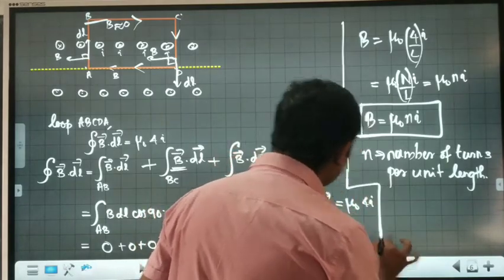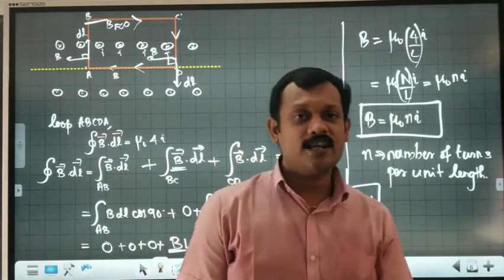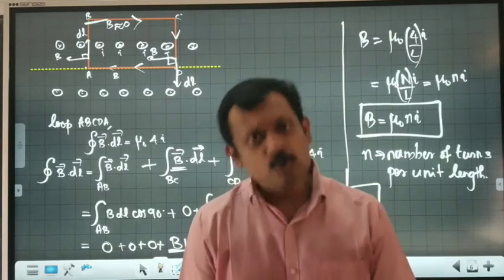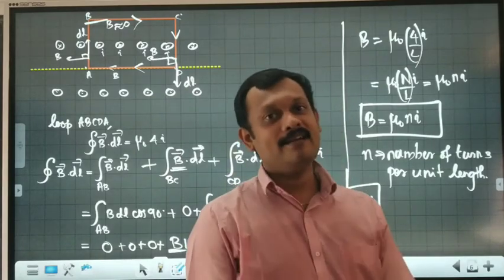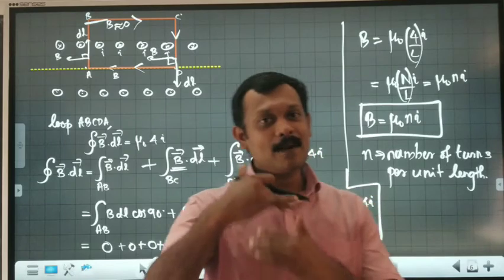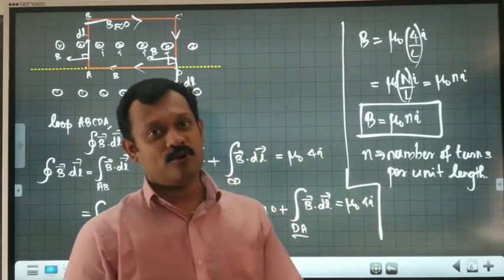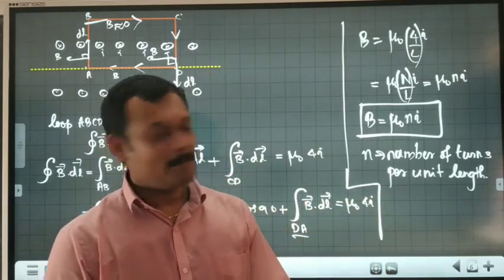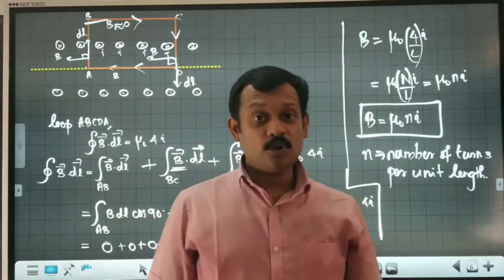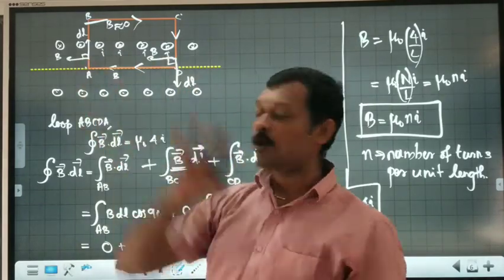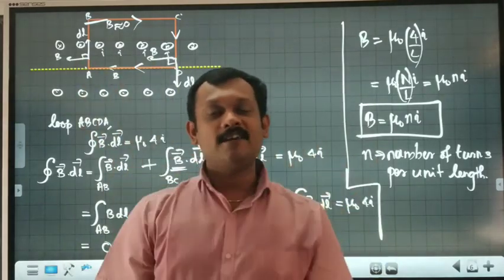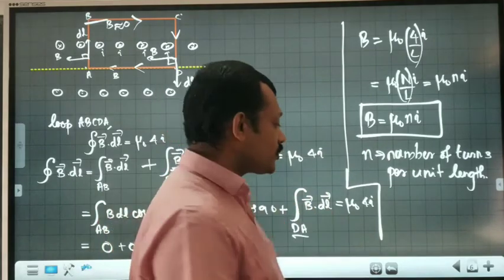So the magnetic field inside a long solenoid is given by mu 0 small n into I. This is the magnetic field due to a long solenoid, and this magnetic field has to be parallel to the axis of the solenoid.